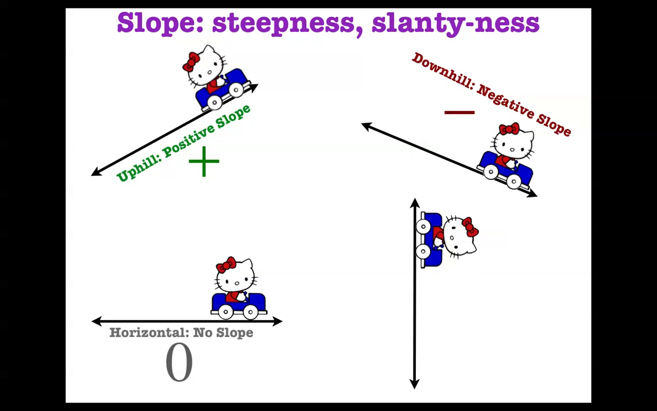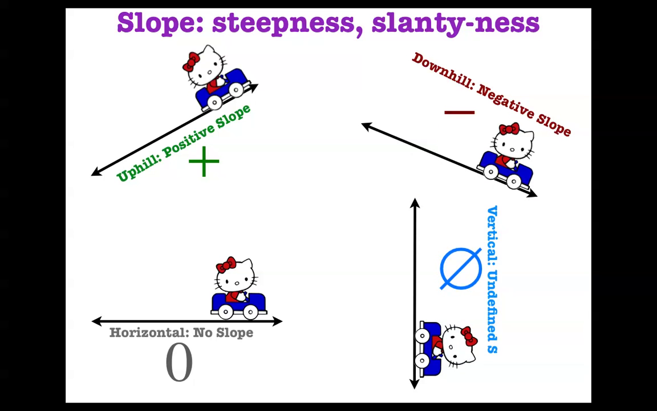And if Hello Kitty went on that line, look out Hello Kitty, you're about to crash. We don't say it has a positive slope or a negative slope. We don't even say it has a 0 slope. We say that that line has an undefined slope because how steep is it? Well, it goes up and down, straight up and down. So we call that not 0, but we call that undefined.